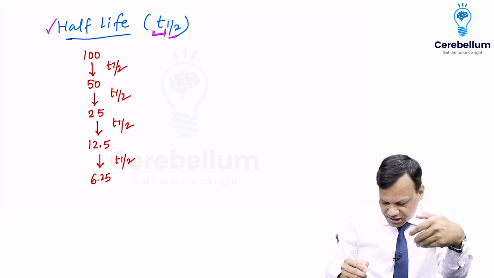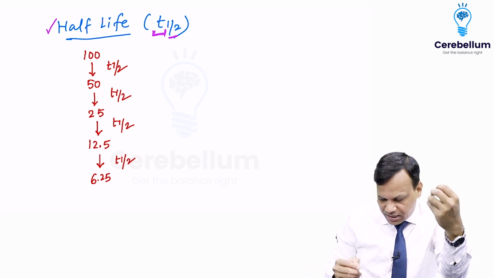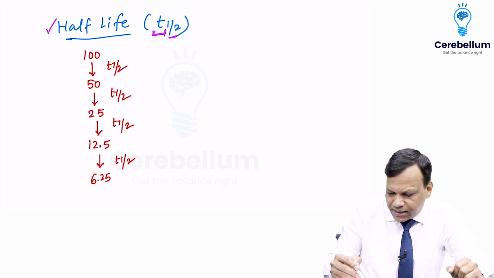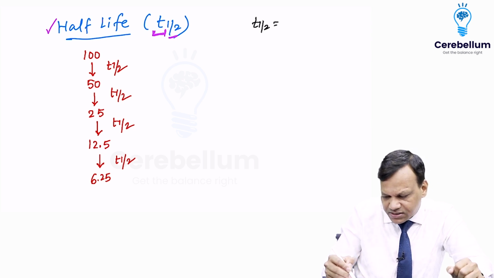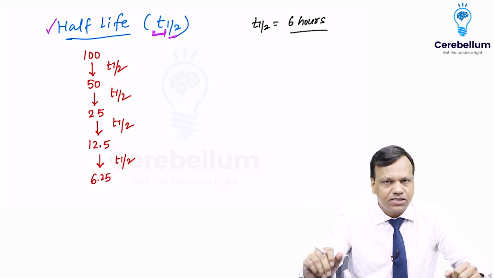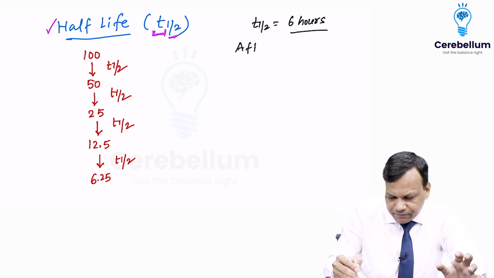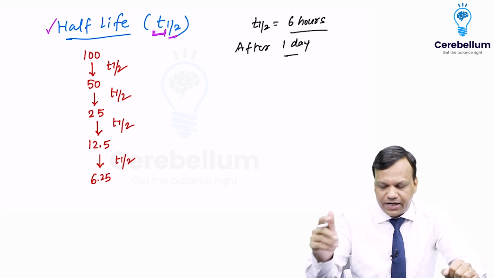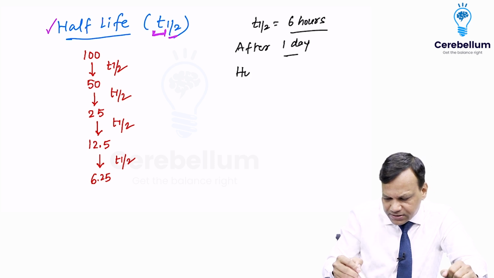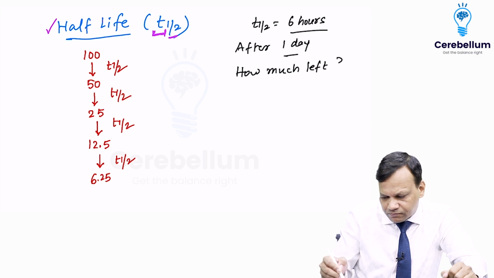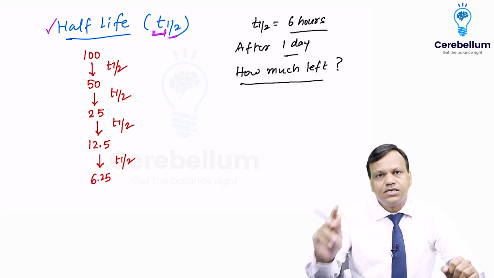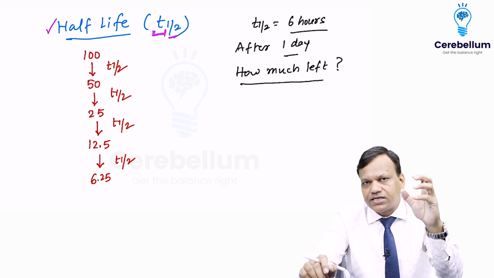So for such a drug, the simple question which is asked is: a drug has a half-life of 6 hours. They may give anything, 6 hours, 8 hours, 12 hours. Half-life of a drug is 6 hours. After 1 day, 1 day means 24 hours, how much drug is left? So read carefully. The question is, after 1 day, how much drug is left?